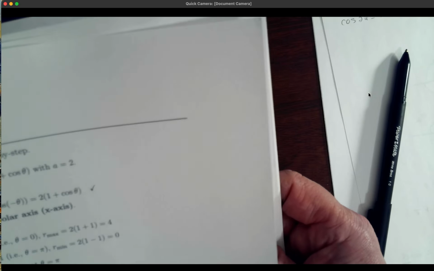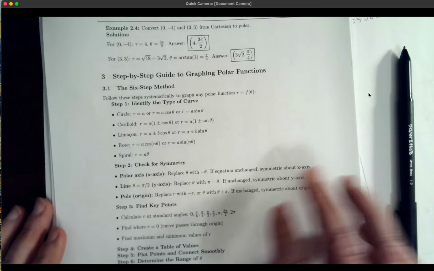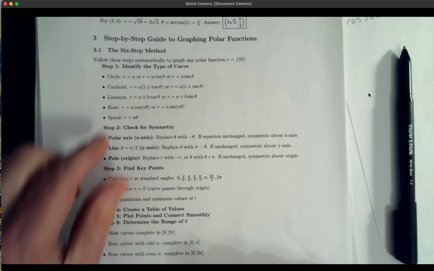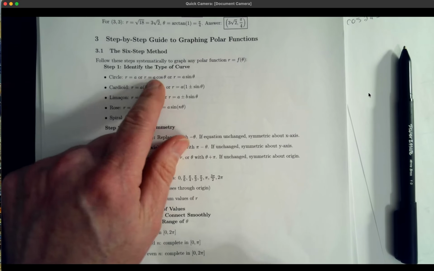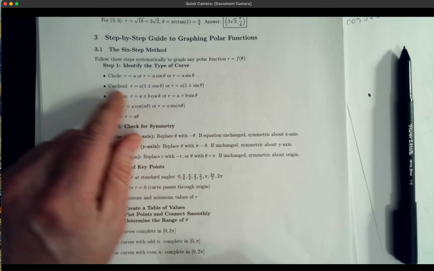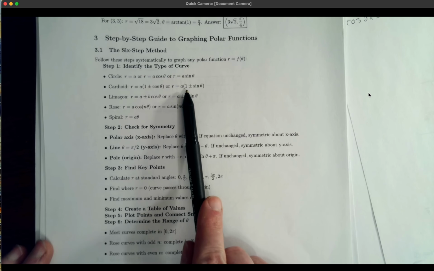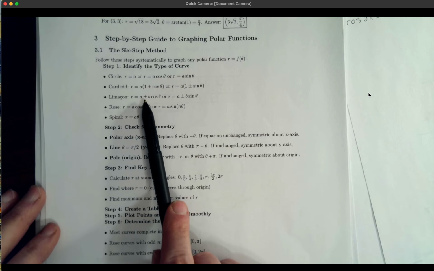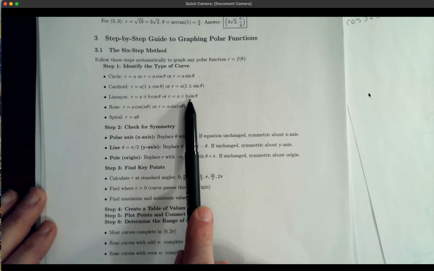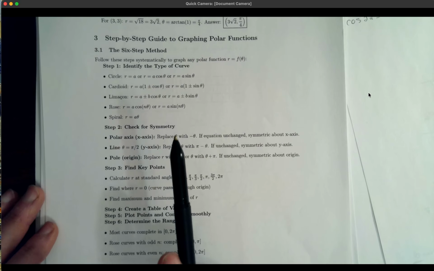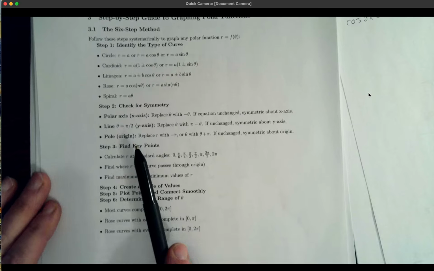All right, so let's take a look at some of these guidelines. Maybe they'll help us get the graph a little bit better, maybe give us a few shortcuts for finding these graphs. So here's some guidelines. r equals a, or r equals a cosine theta, or r equals a sine theta, they actually give you a circle. We'll see some examples of that. Cardioid, we've done this. A limaçon, we'll see if there's a picture for that. Rose, spiral.